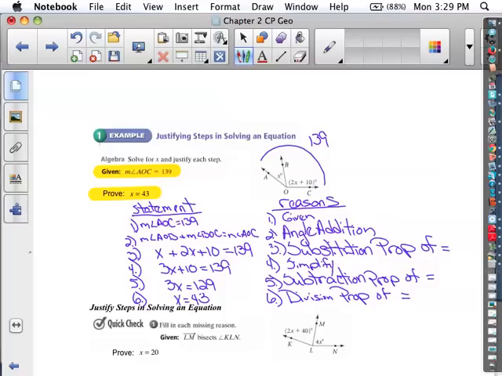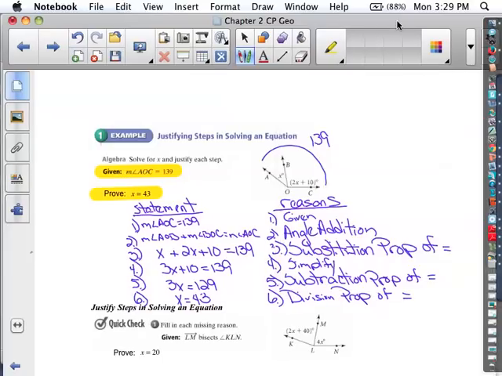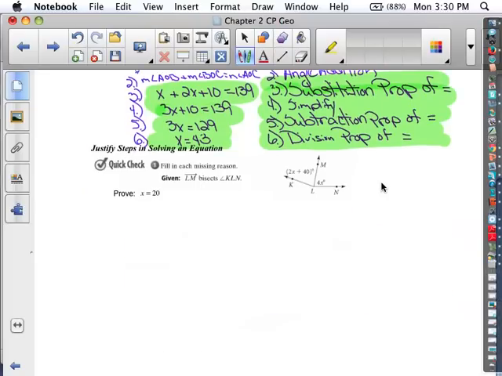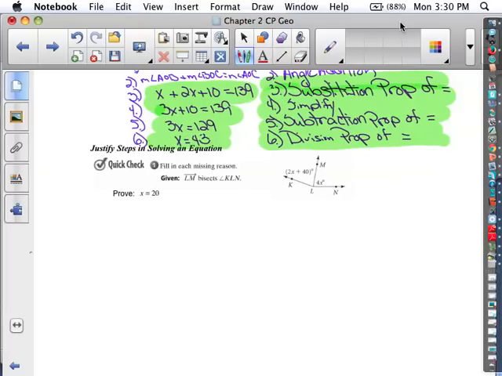And that is one of our first proofs. Angle addition from chapter 1. And then this particular group right here, this is all algebra you already know how to do. All we're doing is putting some definition or justification to why you've done what you've done. That's all a proof is. So the algebra should look very familiar. The reasons are the part that looks new. Let's take a look at another proof.